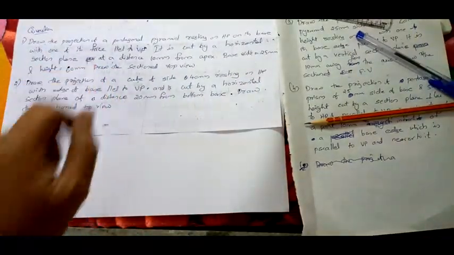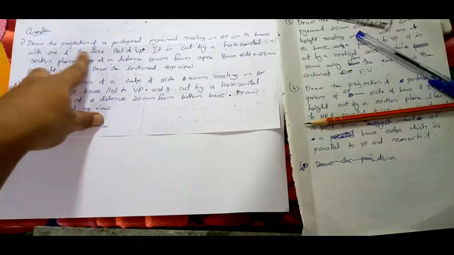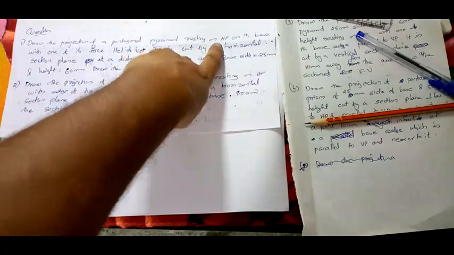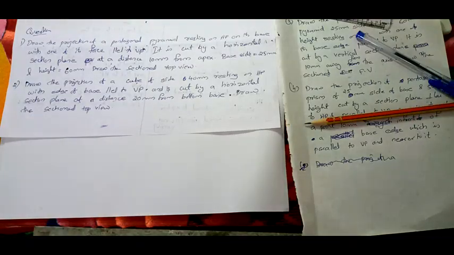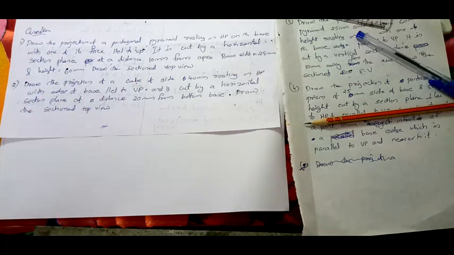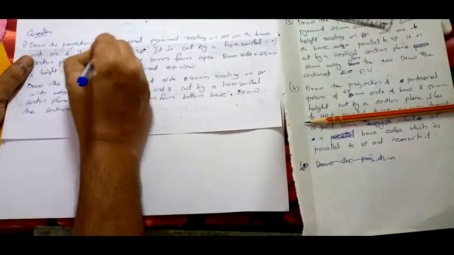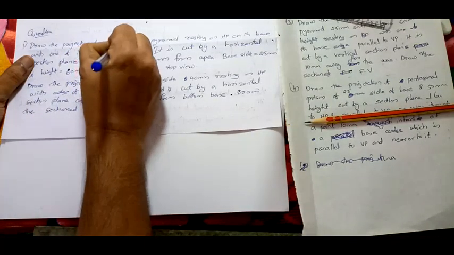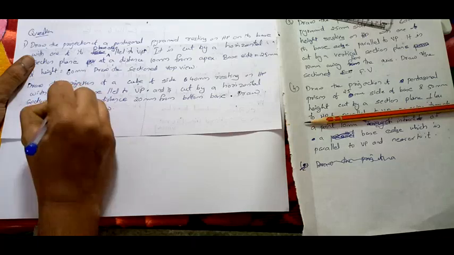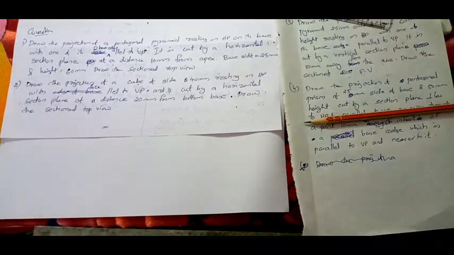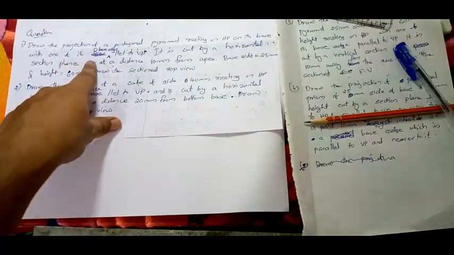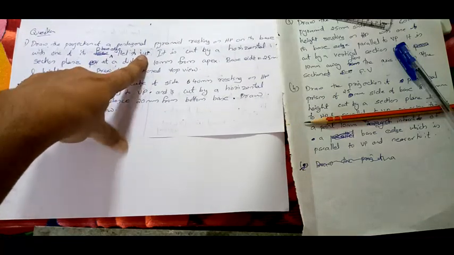First, read the question carefully. Draw the projection of a pentagonal pyramid resting on HP on its base, with one of its base edges parallel to VP. Sorry, I will be correcting that, you will not be having that type of problem. So it is okay. Base edge is parallel to VP, it's already given in the question.